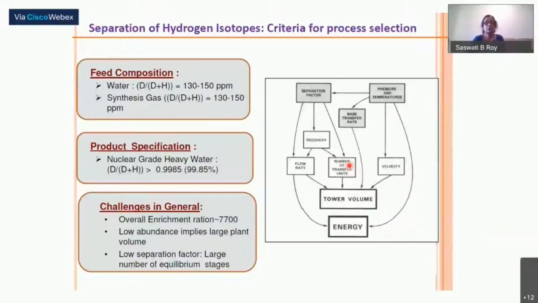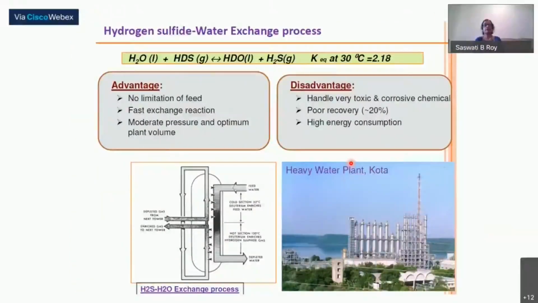General challenges: the overall enrichment ratio, as I said, is 7,000 or more. Low abundance implies large plant volumes. So initially you have to have very big towers, and low separation factors mean you need more equilibrium stages. But these being equilibrium processes, they are much more energy efficient compared to other physical-based processes. So these are a few examples.